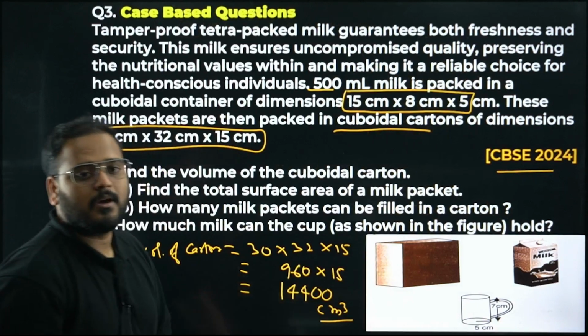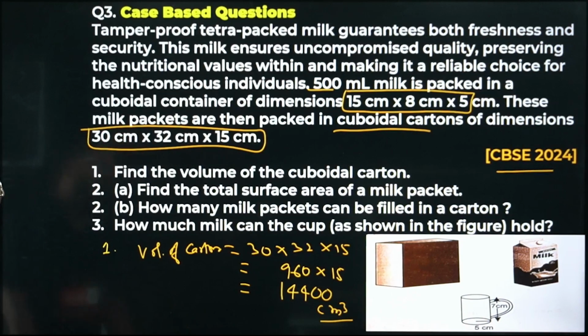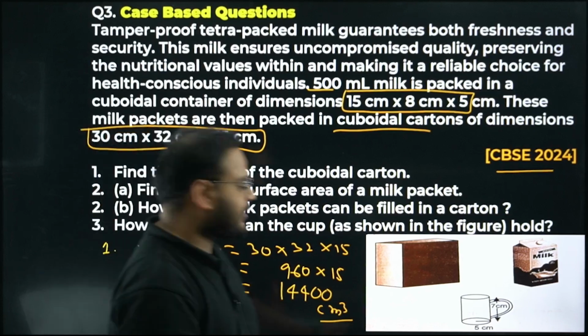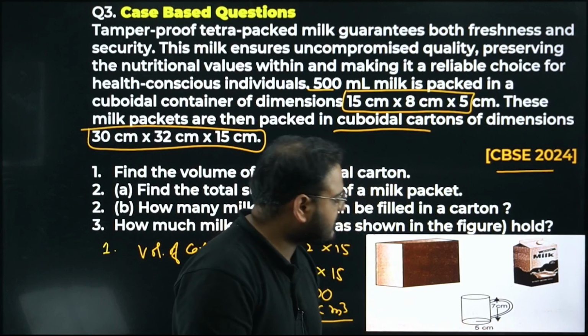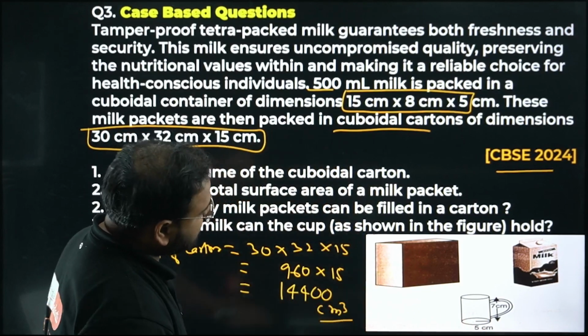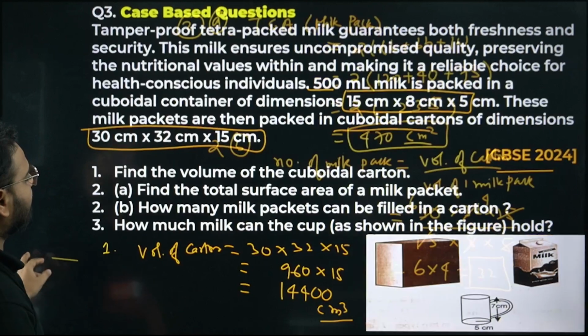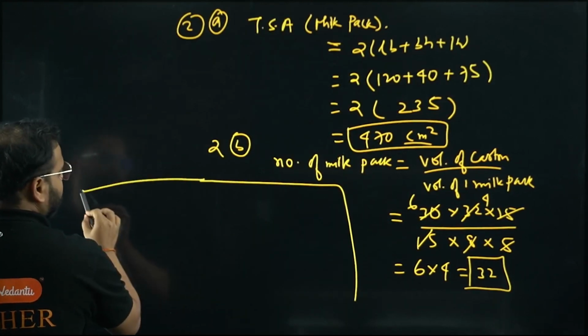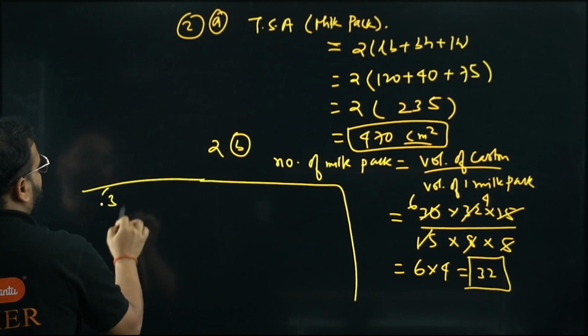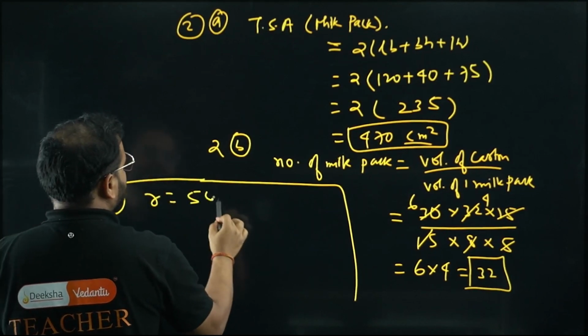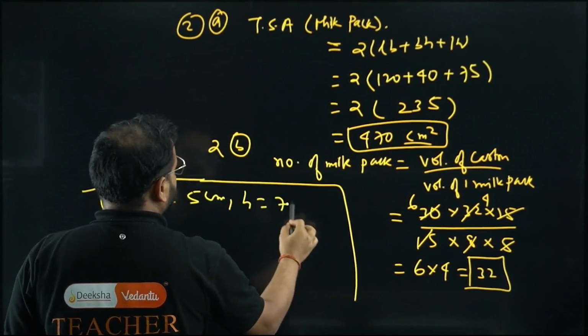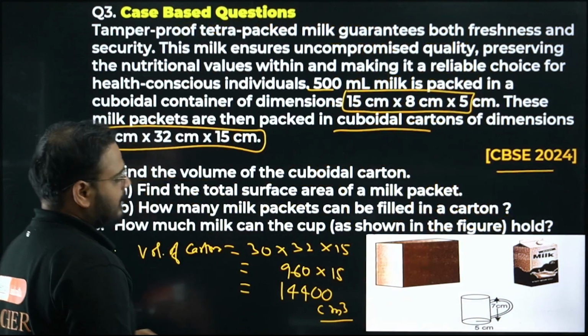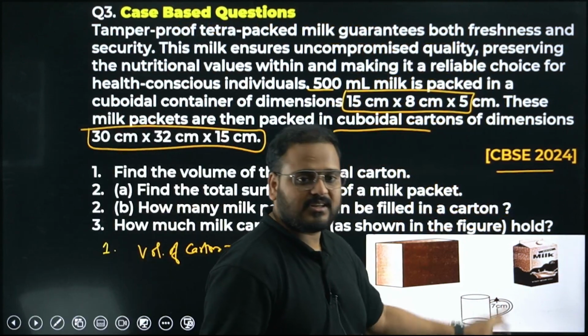You can see this, third part. How much milk can the cup hold? The cup is shown in the figure. The radius is 5 and the height is given as 7. They are asking us the volume of that. So I'll show you over here. The radius is given as 5 centimeters and the height is 7 centimeters.